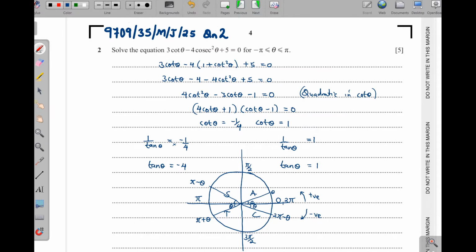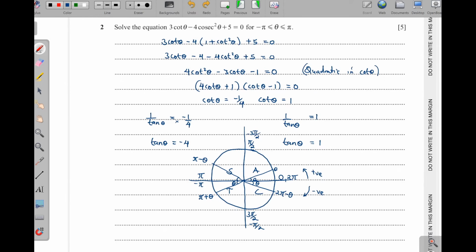Okay, then when I move like this, the angles are negative, so this implies that here we shall have negative pi over 2, then this one is negative pi, then the negative 3 pi over 2, and then this one will be the negative 2 pi when you come back here. Okay, now from here, theta is going to be equal to the arctan of negative 4.